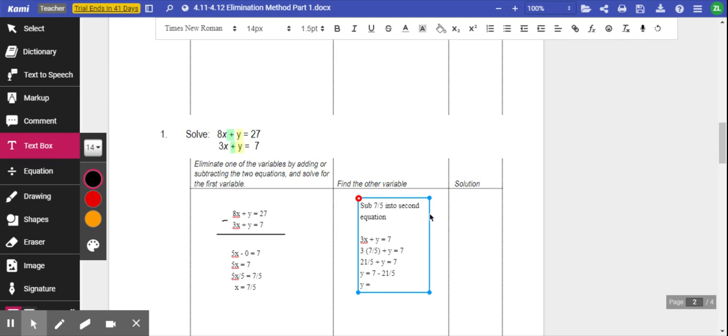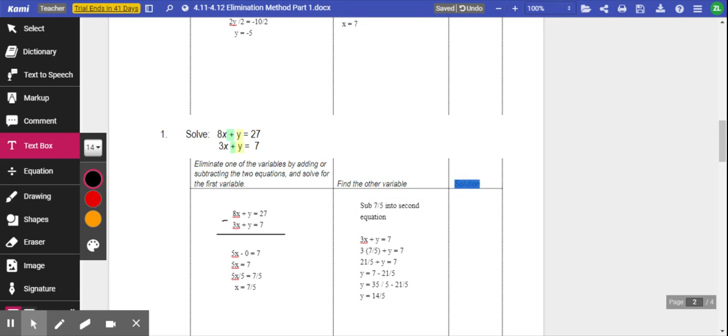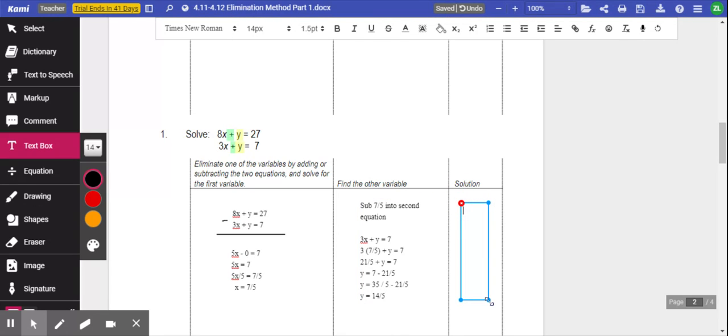This is a super tough one, but we're going to turn this into a number that we can make the same. So it's going to be 35 over 5, subtract 21 over 5. And this being 35 minus 21 being 14 over 5. Okay, and that would be our answer. So our solution here, it's a toughie, and you're not going to get many like this, but it'd be 7 over 5, comma 14 over 5.